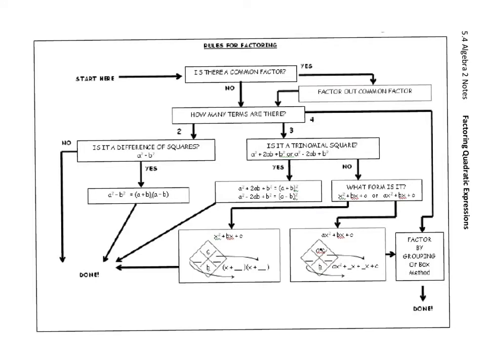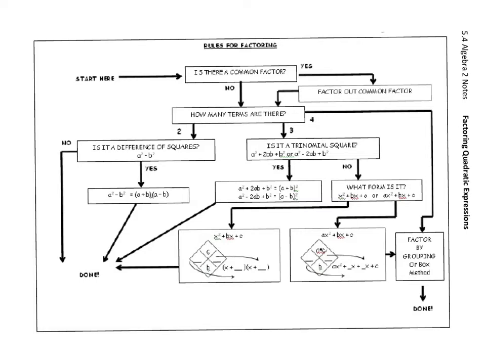So if there's a greatest common factor, then factor it out. Then, if no, then you have to look at how many terms there are. Are there 2, 3, or 4 terms? So if there are 2 terms, do you have an a squared minus b squared situation? In other words, can you take the square root of each of them and get an expression that doesn't have a decimal in it? Or I mean, I guess it could be a fraction.